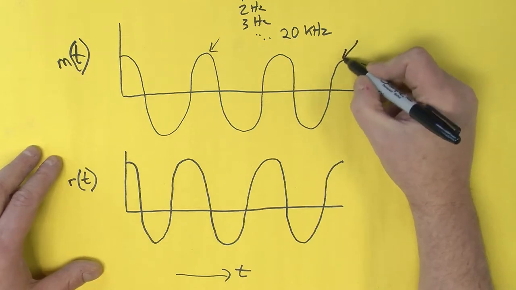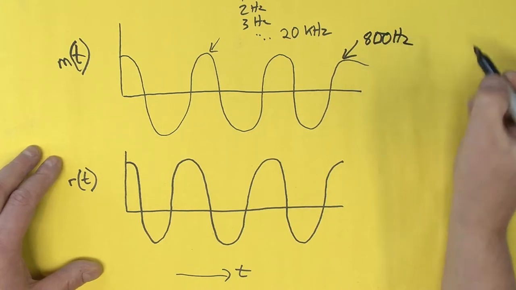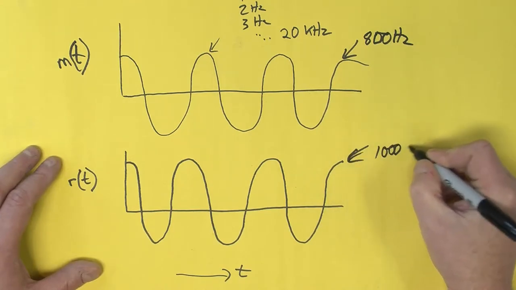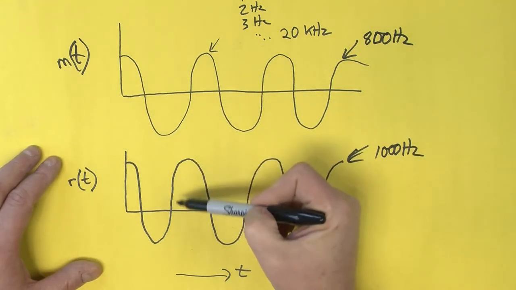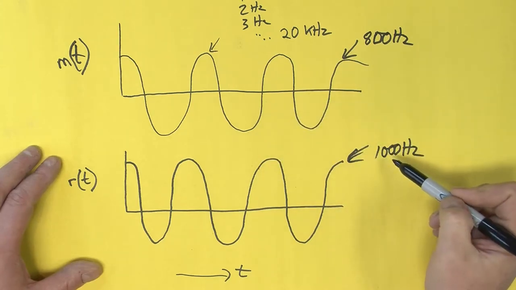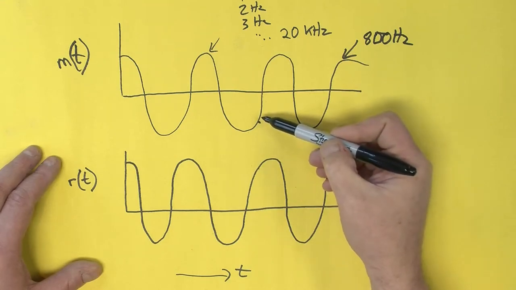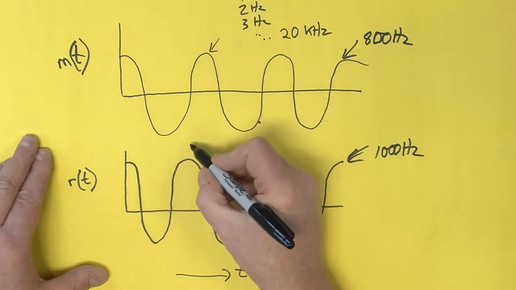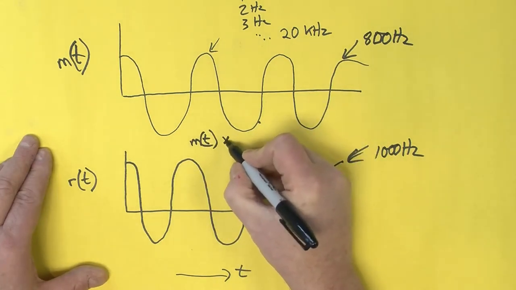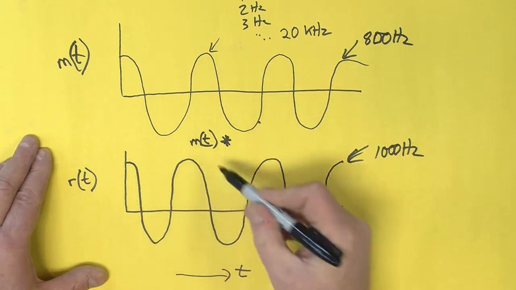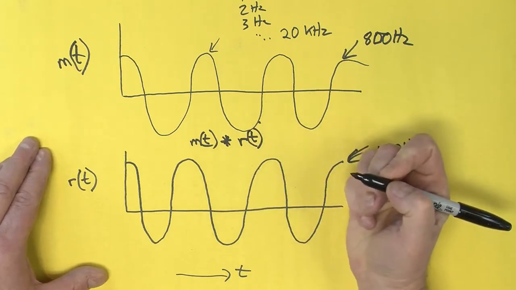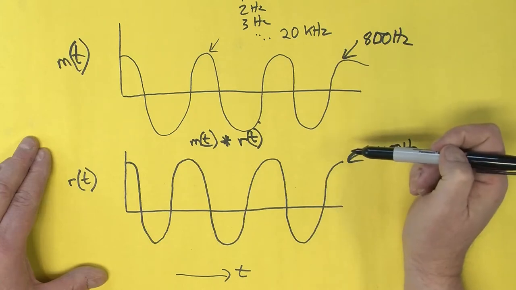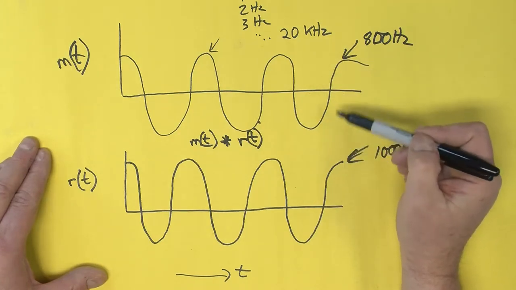Let's pretend this wave is at 800 hertz, and we'll maybe start off with this wave being 1 kilohertz, 1,000 hertz. And what we would like to do is test and see if this wave, whose frequency we know, is the same as the incoming wave whose frequency we don't know. And it turns out the way to do that is to take the mystery wave, M of T, and multiply it by the known reference, R of T. And if you do that, and there are different frequencies like this, you get a funny looking output. But if they're the same frequency and phase, something special happens.